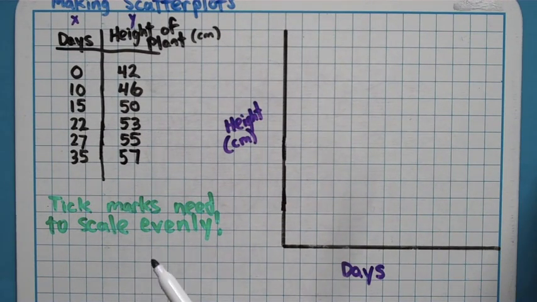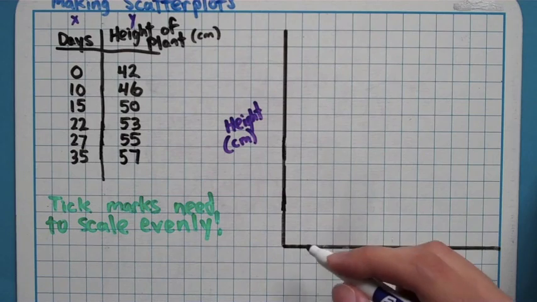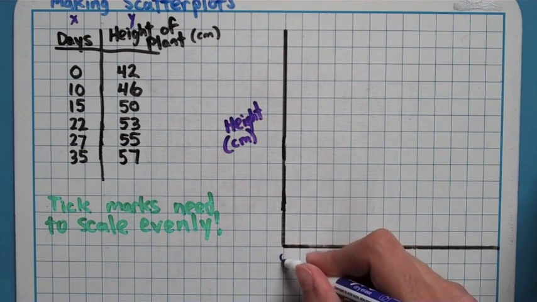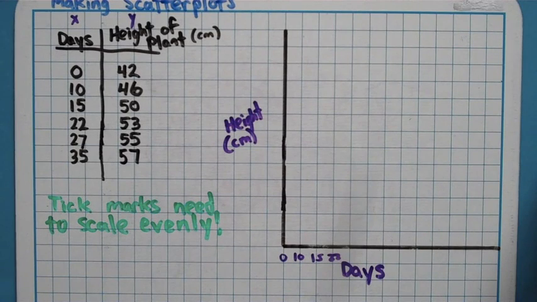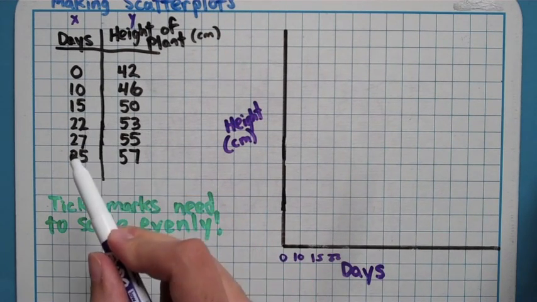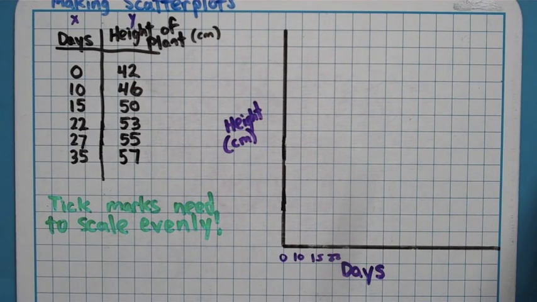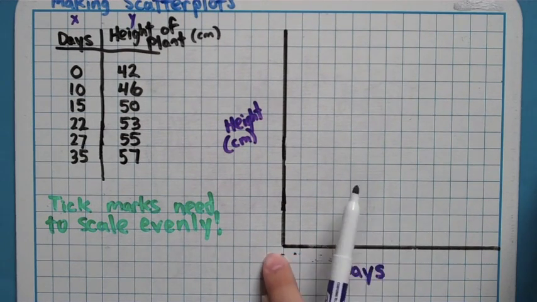The biggest thing to watch out for is that your tick marks need to be the same distance apart. They need to scale evenly. The biggest mistake I will see kids do, and don't write this part down, they'll do 0, 10, 15, 22. They'll just use whatever numbers they give you right here and be like, oh, here's my tick marks. You can't do that because we went up by 10, and then up by 5, and then up by 7. That's kind of a mess. They need to go up by the same amount each time.